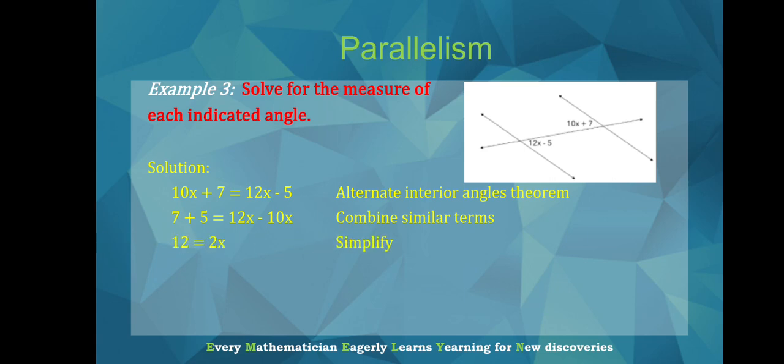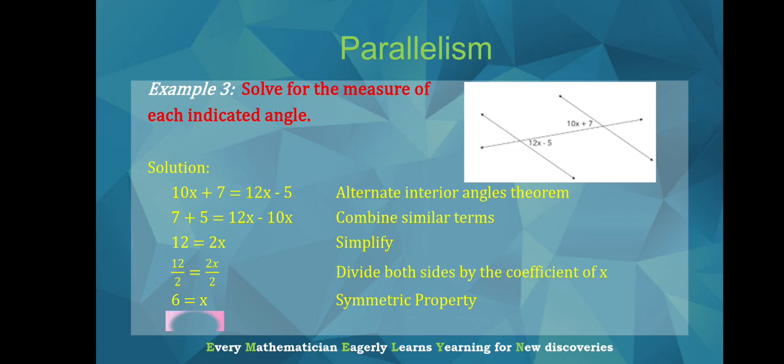Then, simplify. 12 equals 2x. Divide both sides by the coefficient of x. We have 12 divided by 2 equals 2x divided by 2. 6 equals x. By symmetric property, x equals 6.